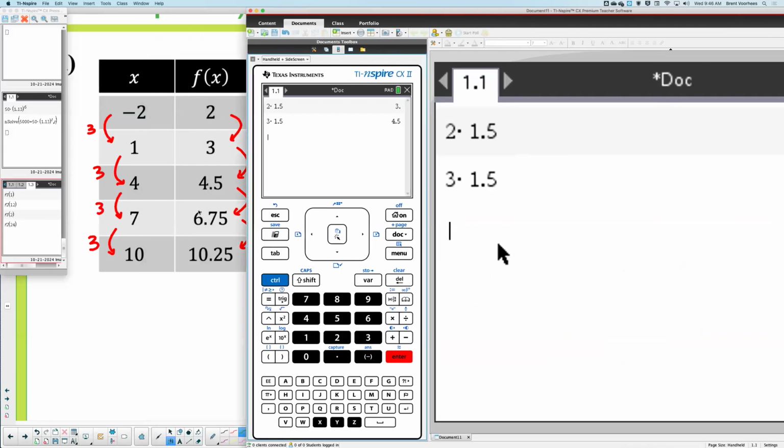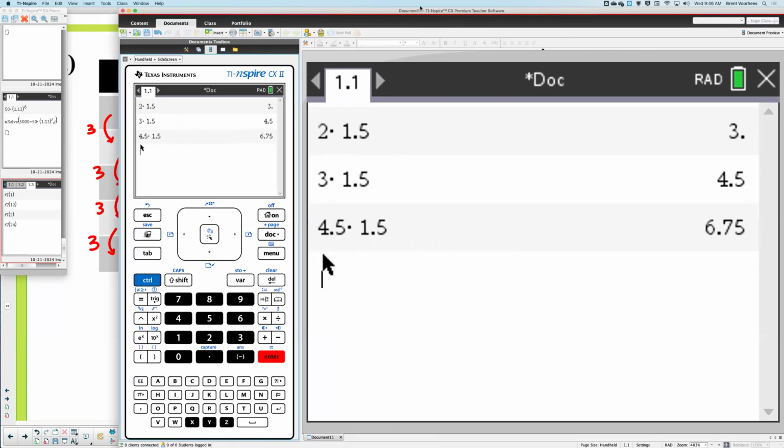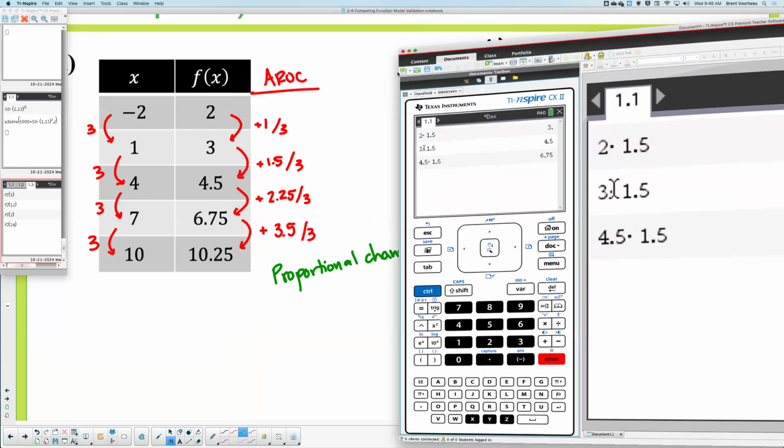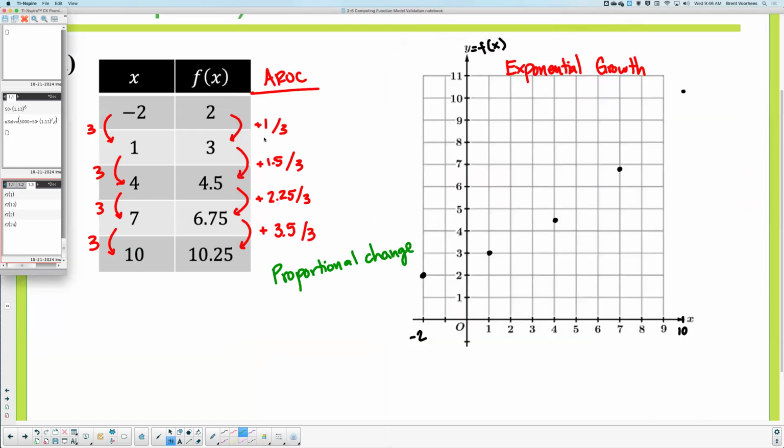4.5. Okay, if I take 4.5 and I multiply that by 1.5, what do I get? Do you see how the table is being built? This is, in fact, proportional change. All of these are getting multiplied by 1.5. And I saw it from here before seeing it over there. That was a little bit harder, but those I knew was multiplying by 1.5. Anyways, that would be exponential growth. Okay? Questions over that? How to determine what you're looking for.